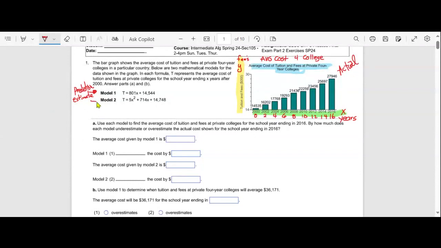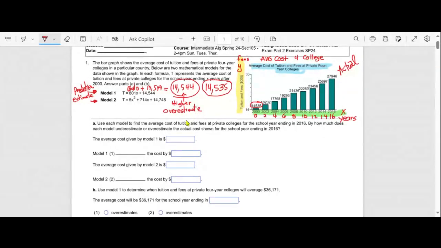So those people make two models. They are similar. Let's say, for example, I ask what the cost will be for the year 2000. You replace X by how much? By 0, and multiply 801 times 0 plus 14,544. So how much is the total cost going to be? 14,544. That's the estimation, right? But what is the actual? The actual is 14,535. This is what really happened. So is this an overestimate or underestimate of the prediction? Is it higher or lower? Higher. If it's higher, then it's an overestimate.